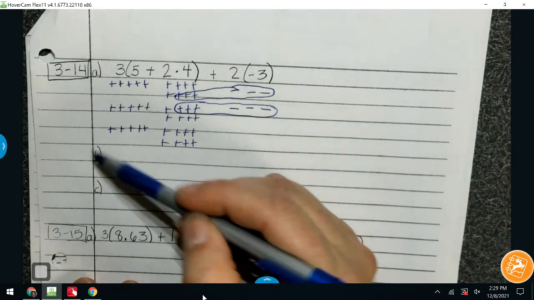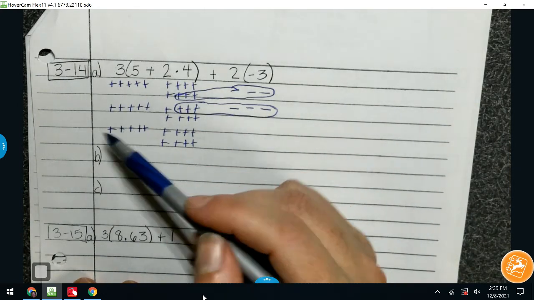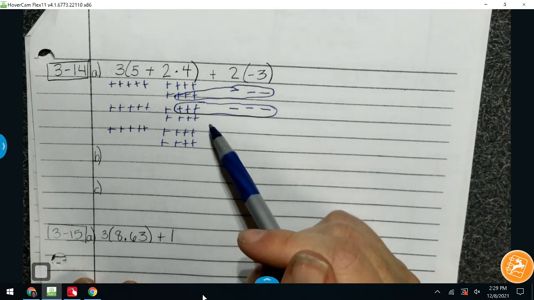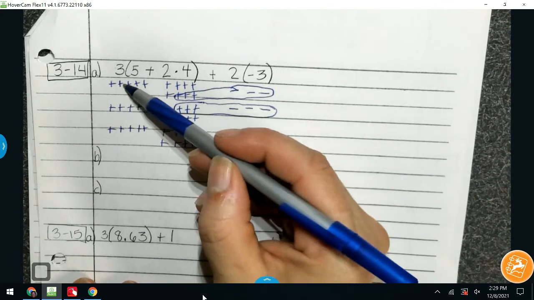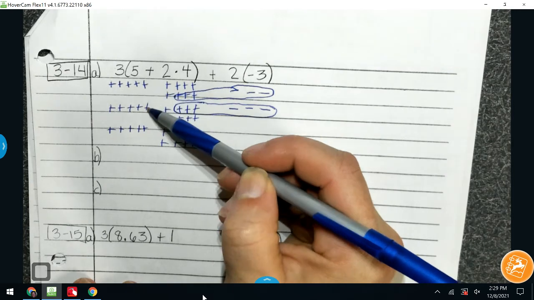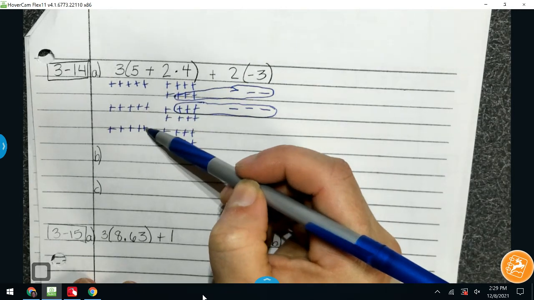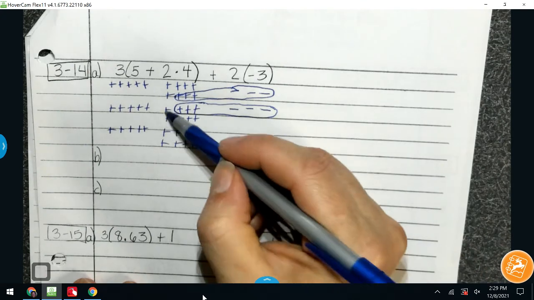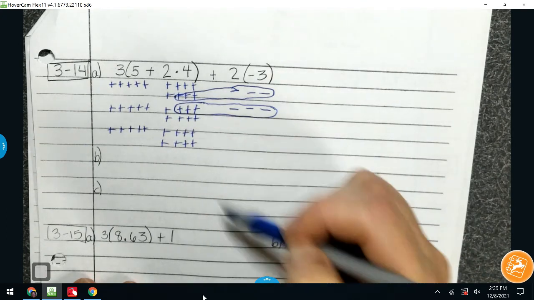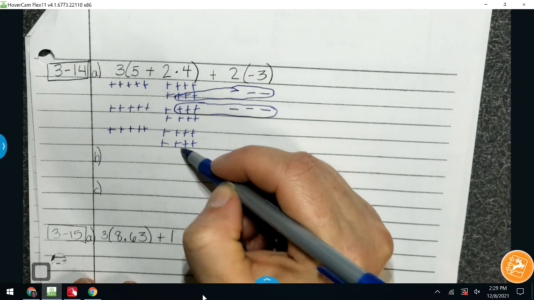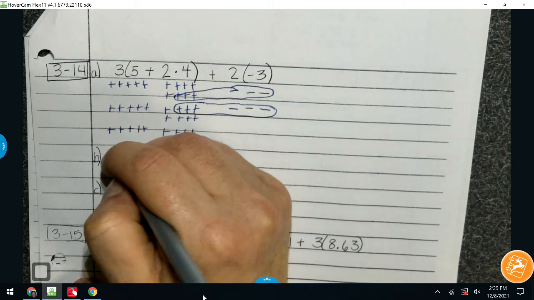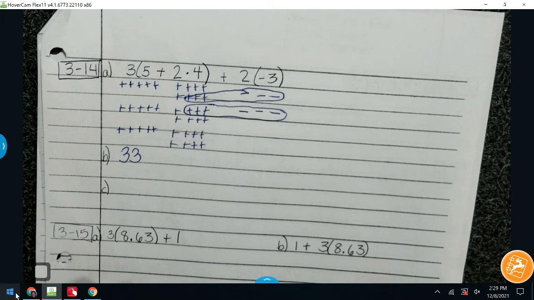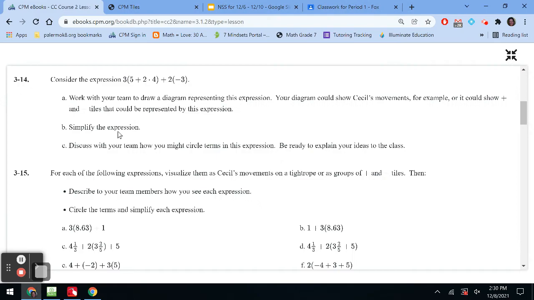So now what I'm going to do is count what's left. I can do it by multiplying and doing all those kinds of things, or I can simply just count the integer tiles that are left. So I have 1, 2, 3, 4, 5, 10, 15, 16, 17, 18, 19, 20, 21, 22, 23, 24, 25, 26, 27, 28, 29, 30, 31, 32, 33. So we have a value here of 33. And again, Bravo tells me to simplify the expression.